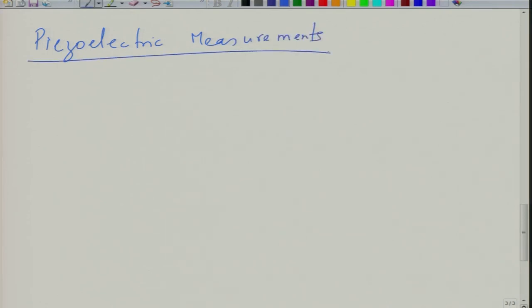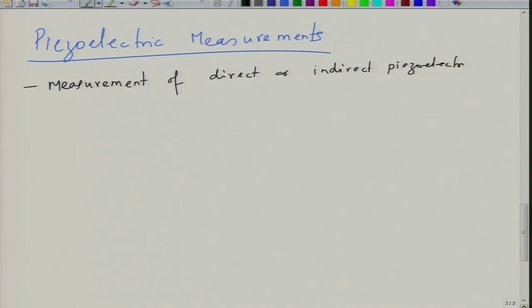We have seen ferroelectric measurements. Now next we move on to how we make piezoelectric measurements. Piezoelectric measurements are basically based on measurement of the direct or indirect piezoelectric coefficient. And the most common of them is to measure d33.